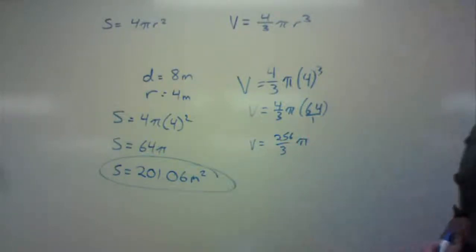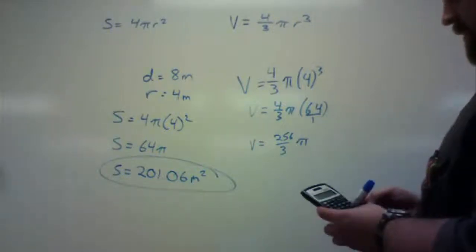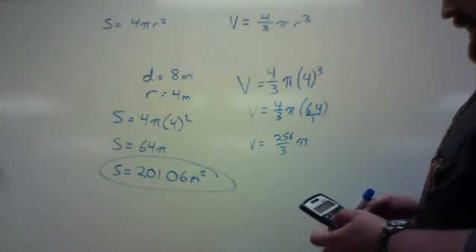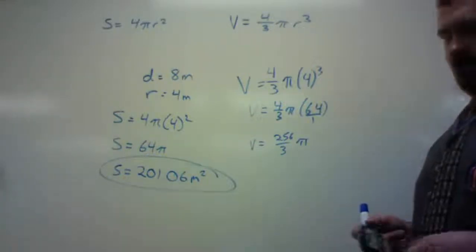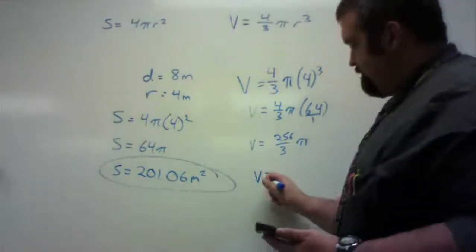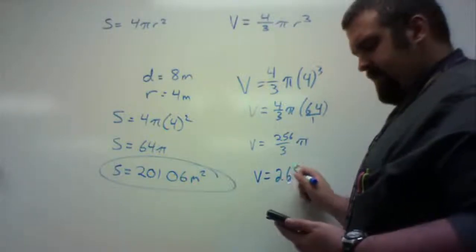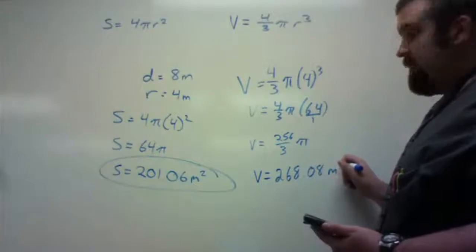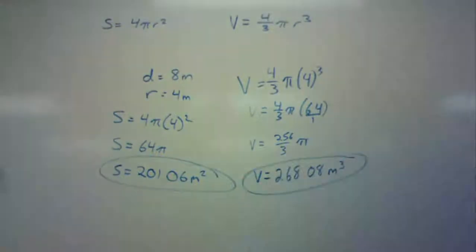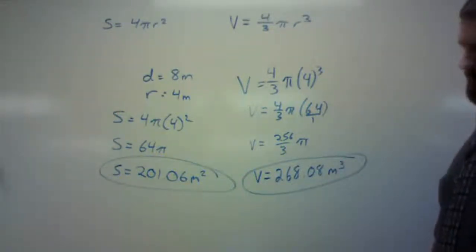Now, to enter this in my calculator, what I'll officially do is I'll enter 256 times pi. Enter. Divide by 3. And if I enter it correctly, I get a number real close to 268.08 meters cubed, its volume. And there we go, that's how I find it.